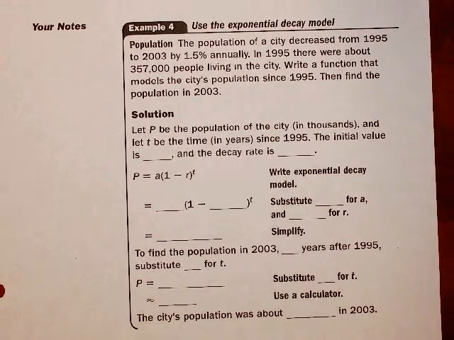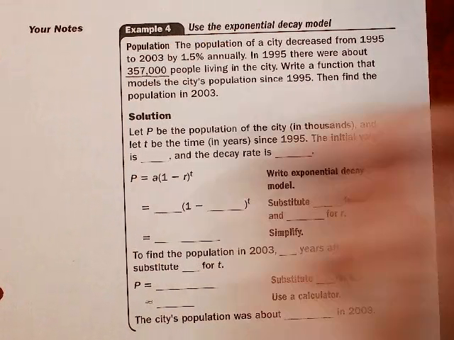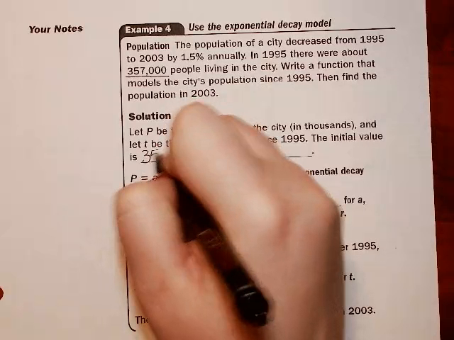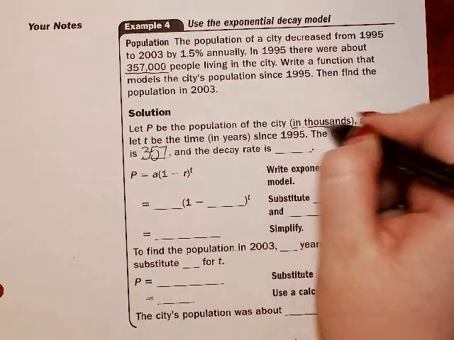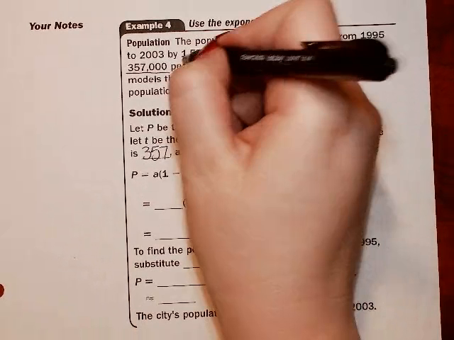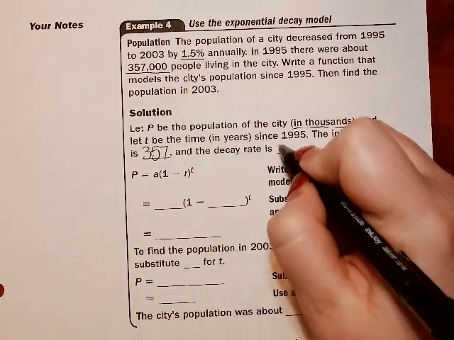Okay, so first of all, we need to know what our initial value is. So, starting off, originally we had 357,000 people living in the city. So, the initial value is going to be 357, because we're talking about people in thousands. So, we're going to ignore the 1,000. And then our decay rate is our 1.5%, which as a decimal is 0.015.